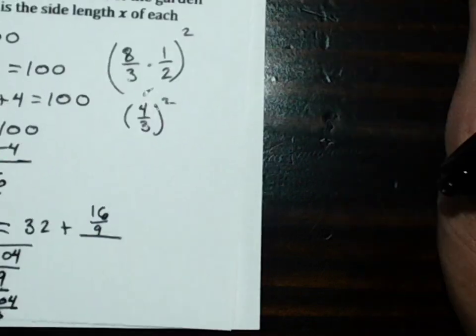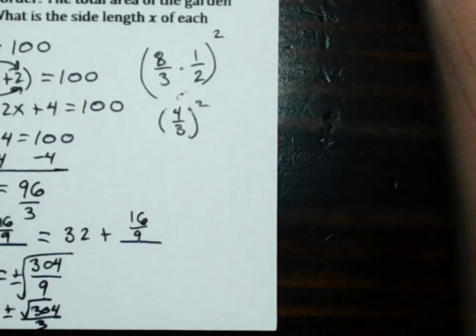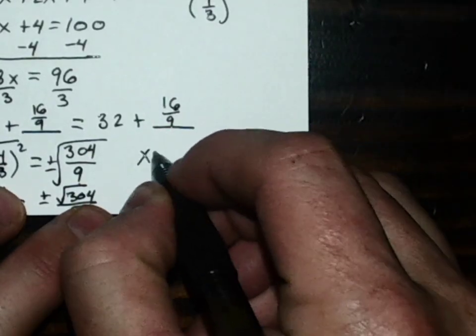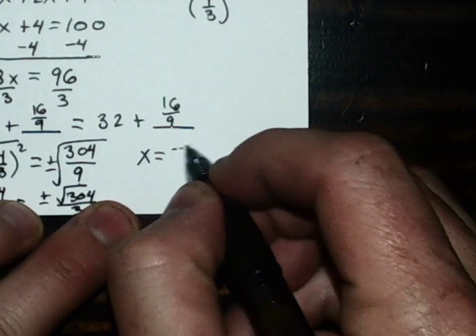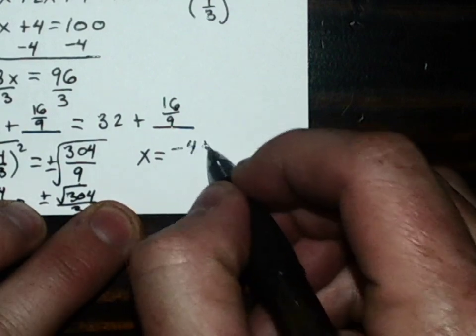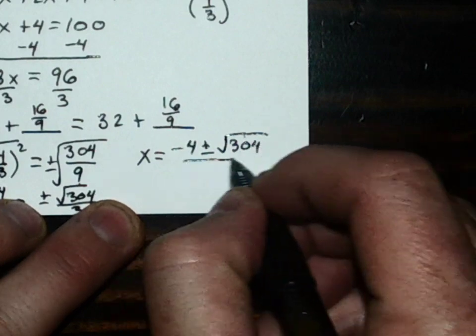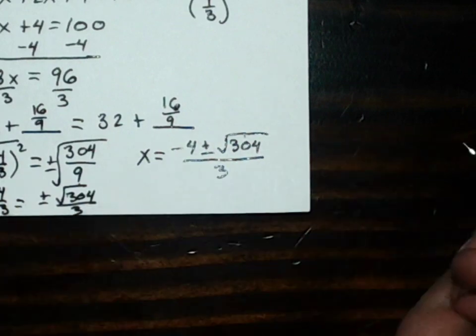let me get my papers here situated. I'm going to have to move them up underneath this guy. You get that x equals -4 added and subtracted with the square root of 304, and that's all divided by 3.